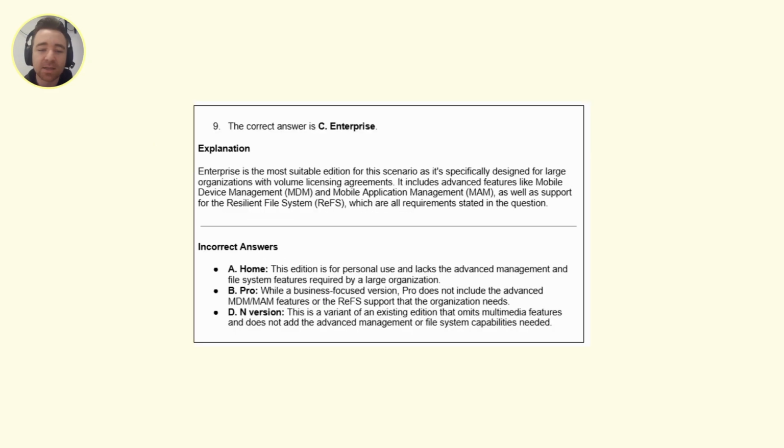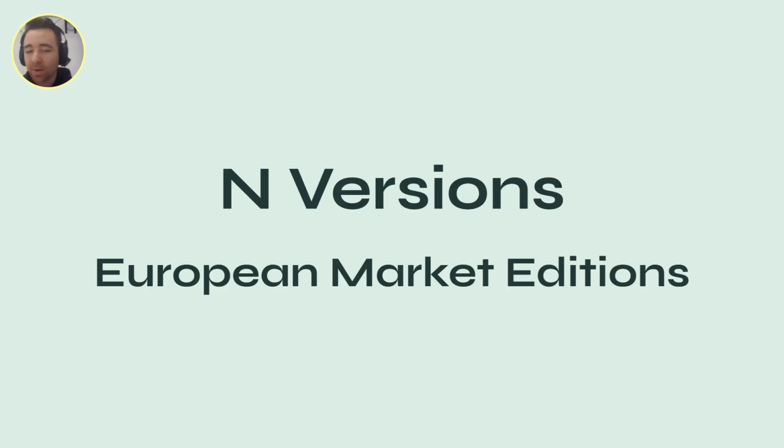Here we go. It is C, Enterprise. So hopefully we got that right. We just talked about all this, guys, right? I'm going to try to fly through this. If you need to, pause and read, go back and revise. But, right, Enterprise has that business-wide, enterprise-wide management tools that you need to do everything that was outlined in that question. So the next thing we need to know about are N versions.